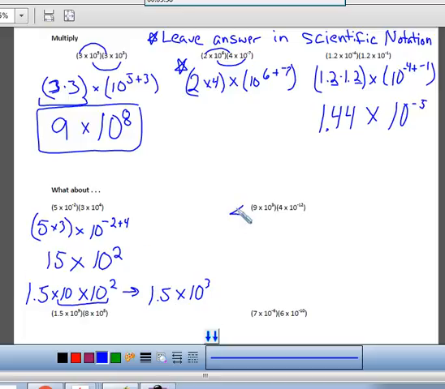Alright, this one over here I'm going to let you finish on your own. I'll help you set it up. So again, we're going to multiply the two first numbers and then the exponential numbers. So 9 times 4 times 10 to the 3 plus negative 12. I will give you a hint. You will have to do an extra step at the end.